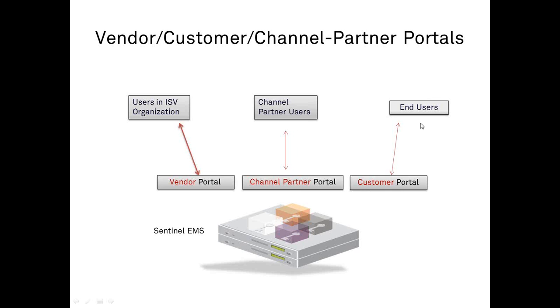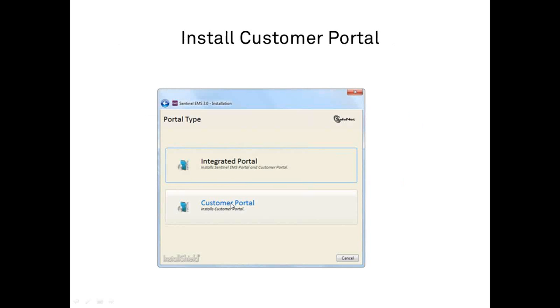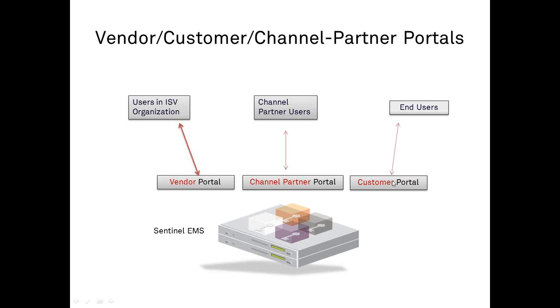Now, previously we talked about the fact that there is a customer portal, and here you see the customer portal that you can install only if you want. Customer portal is the URL that only the end users will work with, and this customer portal gives access to Sentinel EMS, but for a very, very limited portion of the tasks. Which are the portions related to the customer portal?